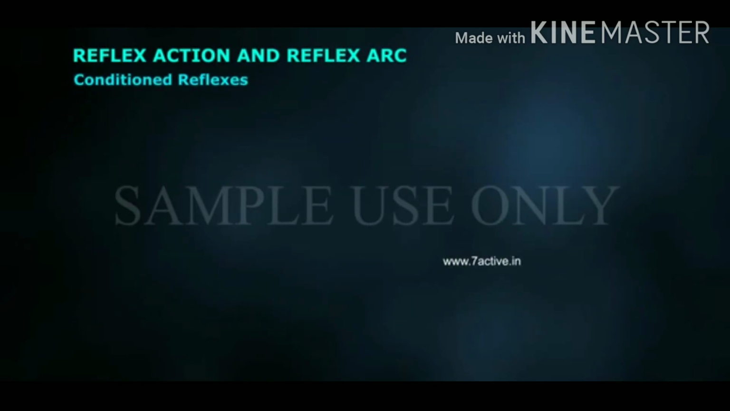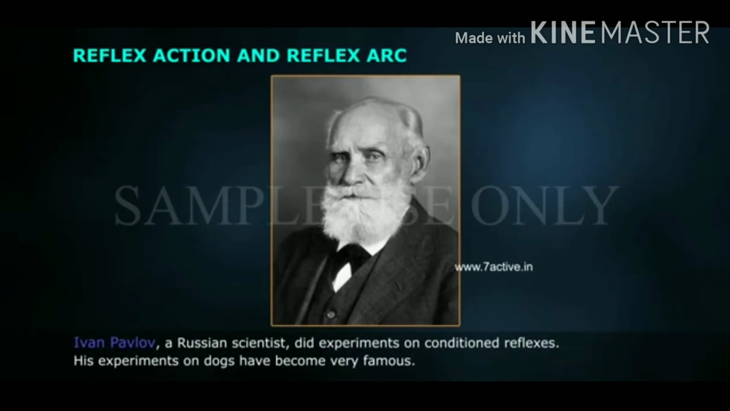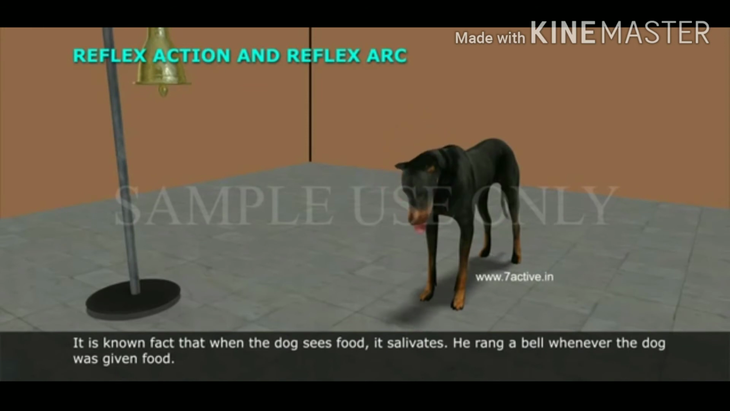Conditioned reflexes are not inherited. They are learned by doing the same act several times. Ivan Pavlov, a Russian scientist, did experiments on conditioned reflexes. His experiments on dogs have become very famous. It is a known fact that when the dog sees food, it salivates.